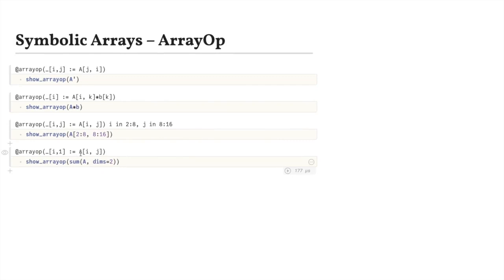Summation along a dimension can also be encoded in this way. Here, we look at sum of A along the dimension 2. The notation says that the I, 1th element of the output is the ijth element. And notice that j does not appear on the left-hand side, which means that the dimension j is summed over. Notice the use of 1 on the left-hand side. This creates a singleton dimension. That is, the size of the output will be m cross 1, where m is the number of rows of A.